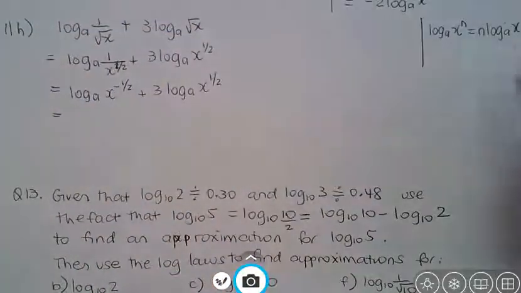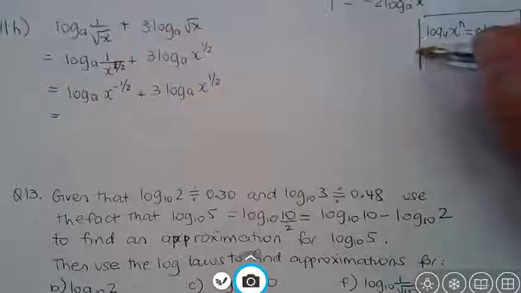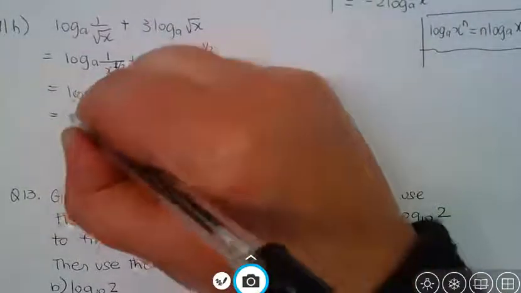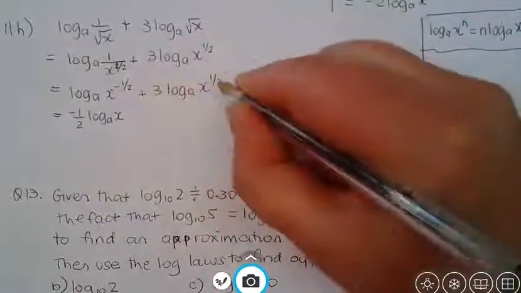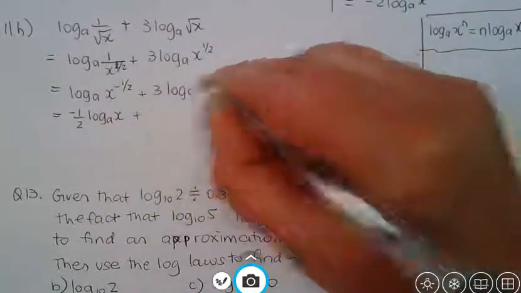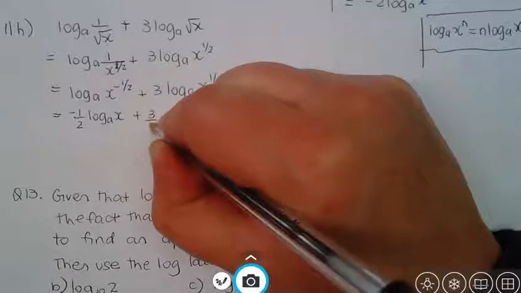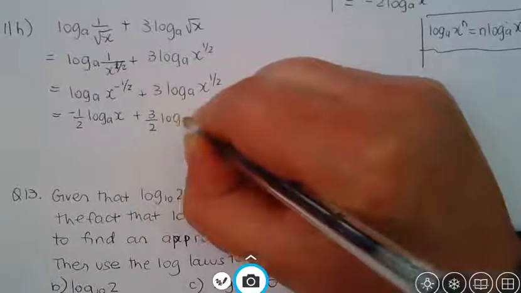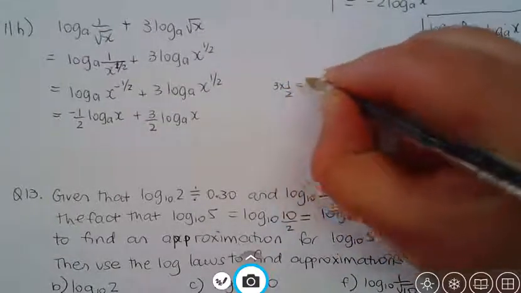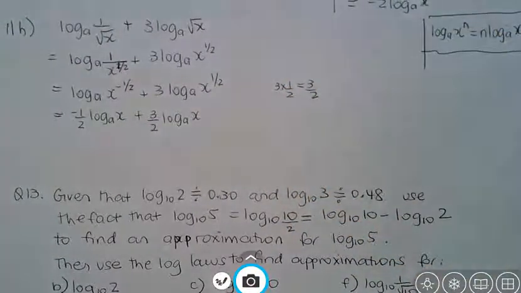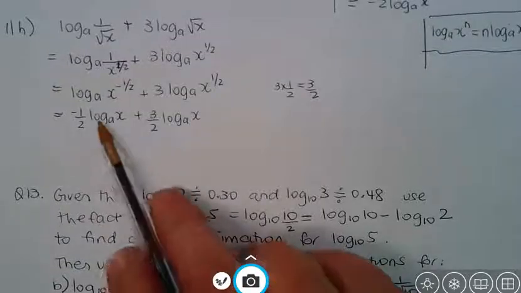Now we can apply this rule over here. So the negative half will come to the front. So we've got negative a half log to the base a of x, and plus this will be 3 times a half, which is 3 over 2 log to the base a of x, because here we're just doing 3 times a half, which is 3 over 2. Now we have like terms.